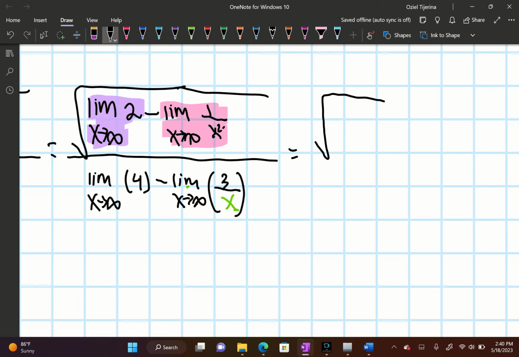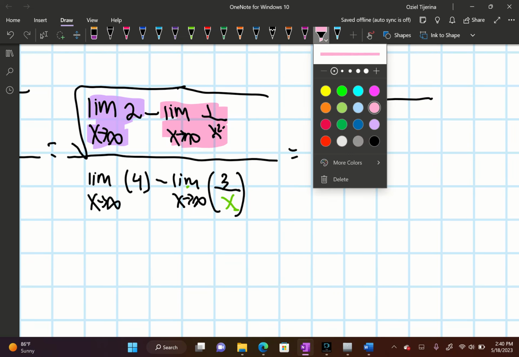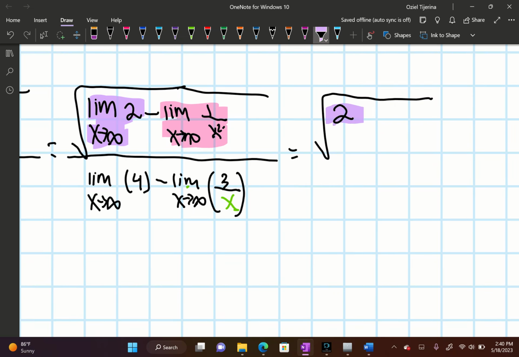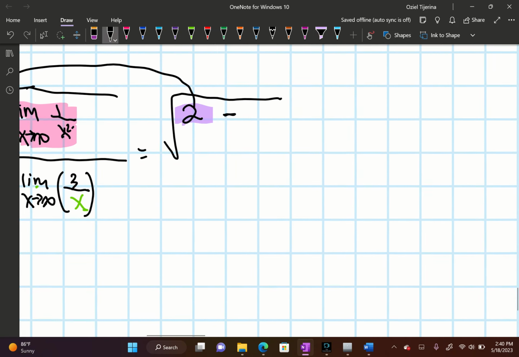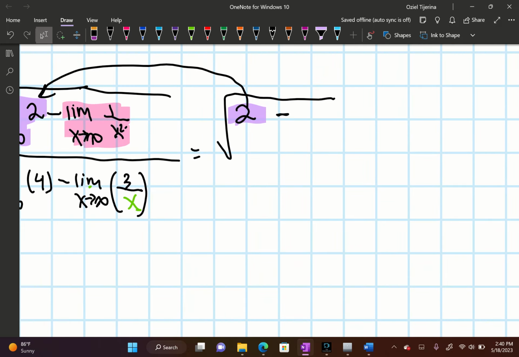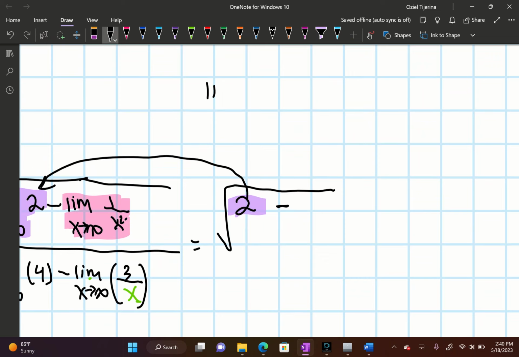So then we know that the limit as x approaches infinity of 2 is really just 2. So this part that's in purple here is just going to be 2, right? And minus the limit as x approaches infinity of 1 over x squared. Remember when we had the limit as x approaches infinity of 1 over x raised to some power r, such that r is greater than 0, we know that this is going to equal 0. So really this is going to equal 0.